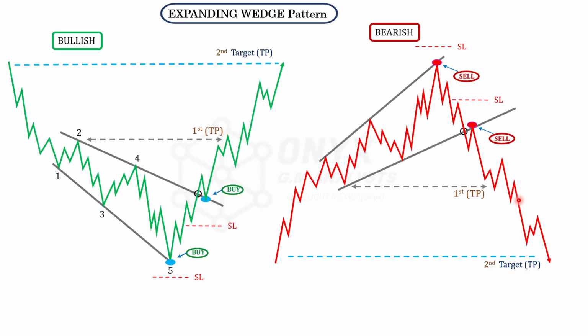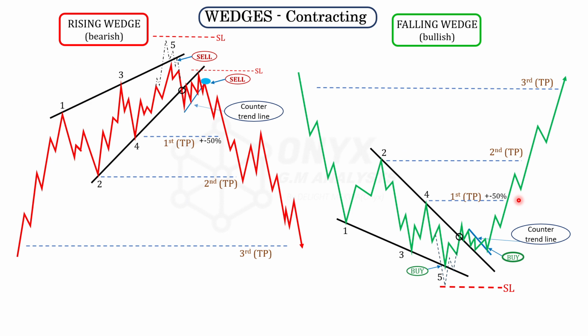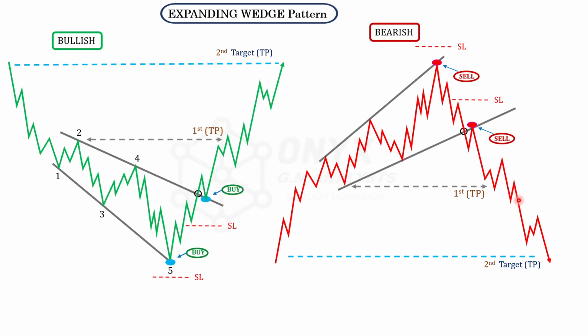Now I want us to look at what we call here the expanding wedge. Remember, in this case we spoke about contracting wedges. Here we are talking about expanding wedges. So this was a falling expanding wedge, which is bullish. This is a rising expanding wedge, which is bearish. Same explanation, guys. Point 1, 2, 3, 4, 5. Normally wedges have 5 points. On point number 5, that's where we look for our entries.